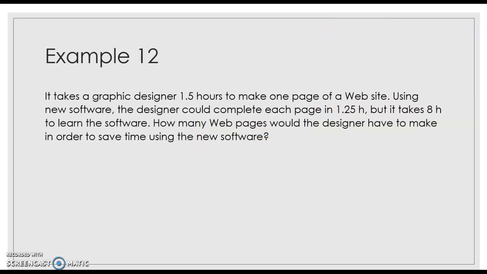All right, so here we have a word problem. I have a graphic designer who takes 1.5 hours to design one web page. Using some new software, they could complete each page in 1.25 hours. So each of those is a coefficient, because it's like per page, right? But the new software takes 8 hours to learn. And so they want to know how many web pages the designer will have to make in order to start saving time on the new software.